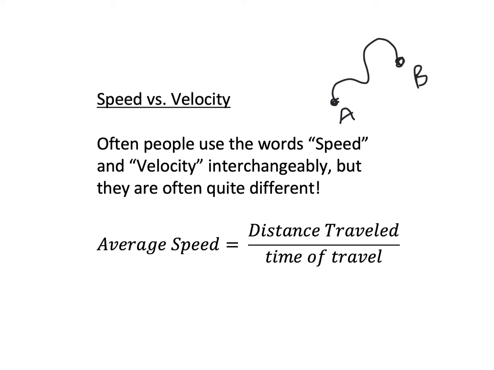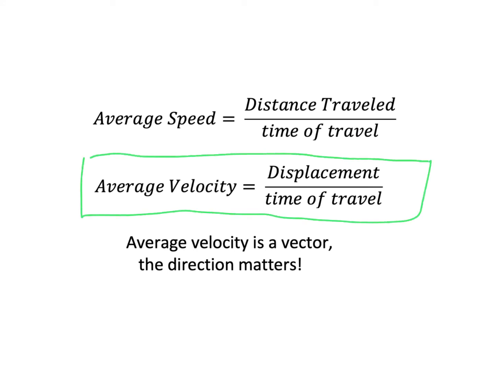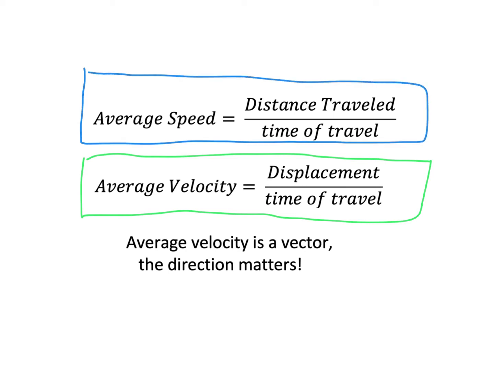Now, we also saw in the last slide that if I go along the straight line path from A to B, that gives me the displacement. Guess what the displacement divided by the time of travel is going to be? That's going to be the average velocity. So we saw the average velocity is the displacement, that's the straight line path, divided by the time of travel. And the average speed is the distance traveled divided by the time of travel.